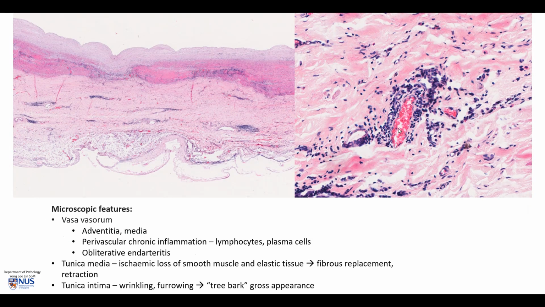Microscopically, as we saw earlier, there are lymphoplasmacytic infiltrates around the small vessels in the vasa vasorum, and then there is destruction and loss of the tunica media and replacement by fibrous tissue, giving rise to this kind of wrinkling, irregular appearance of the tunica intima.